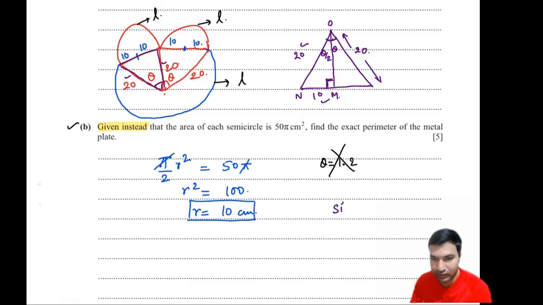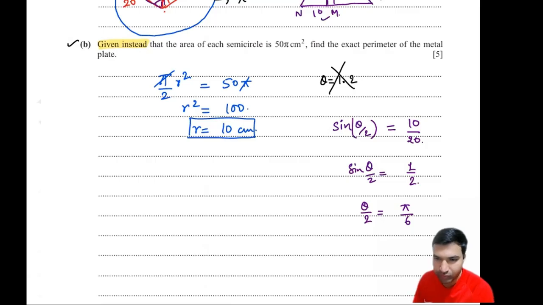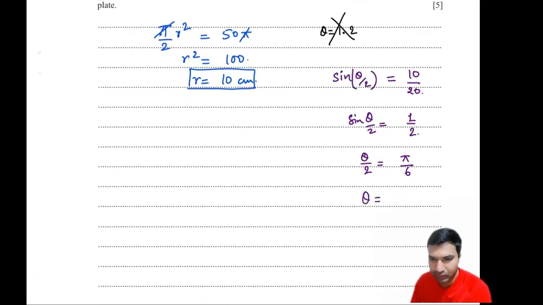sine of theta by 2 should be equal to opposite over hypotenuse. So we get sine of theta over 2, which is nothing but 1 over 2. And we know that sine 30 is 1 over 2. Are you getting this? So we get theta by 2 is equal to 30, which is pi over 6. Perfect. So what will be theta from here? It will be 2 pi over 6, which is nothing but pi over 3. So that means theta over here is 60 degrees.